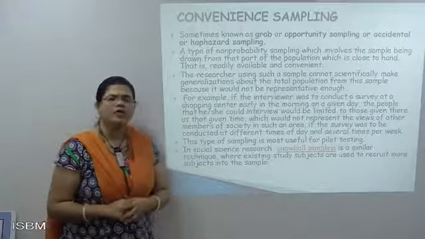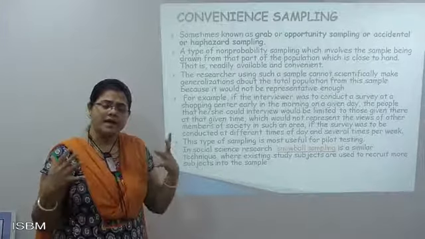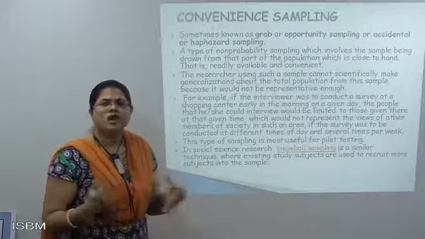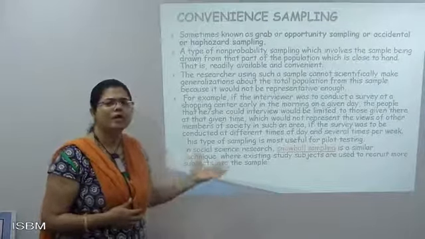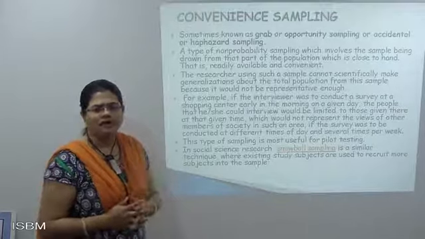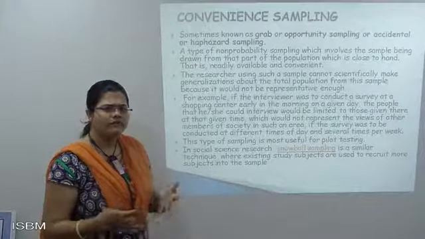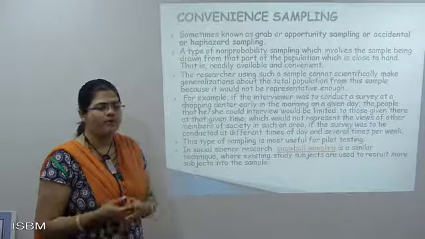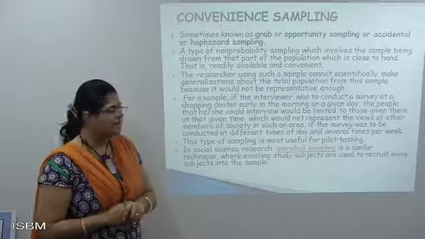But if you go out in the afternoon or evening, you will at least get more people, and the area and society will be covered more. From this you will get more information relating to this type of convenience sampling. That is why this type of sampling is not widely used, because you are not getting accurate information. So it comes under non-probability samples.